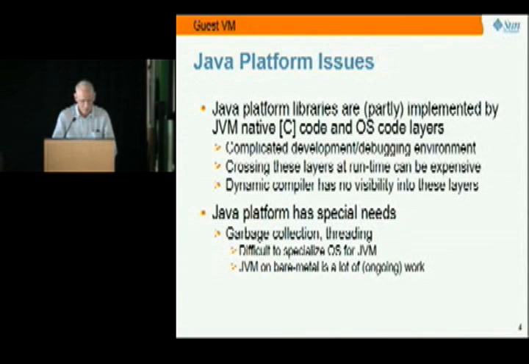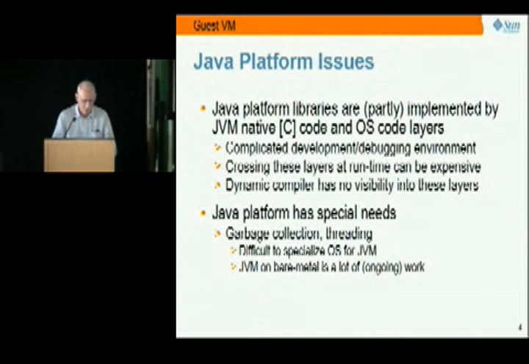And as you know, the Java platform also has some special needs. It has automatic storage management or garbage collection. It has threading as part of the language. And those things are not well served by existing OS APIs that were designed in the 70s for the most part, and are really trying to support C and not a language like Java.